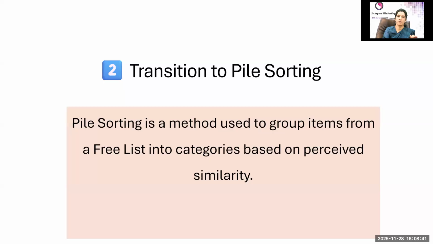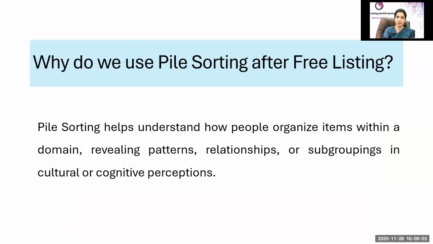Now, what is a pile sort? Basically, pile sort is a method which is used to group items from the free list into categories based on perceived similarity. The way we have asked you people to do it, similarly you will also be doing it. Create a final list and give that list to the next set of people.